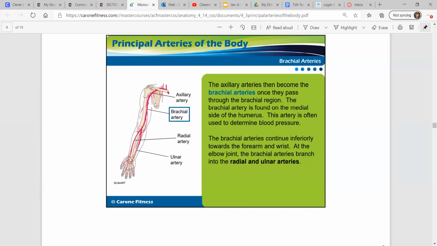And this is found on the medial side of the humerus. This artery is often used to determine blood pressure. So if you've ever been to the doctor's office and had them wrap a blood pressure test around your arm, that is how they find out your blood pressure. And it's usually higher because people get a little nervous at the doctor.